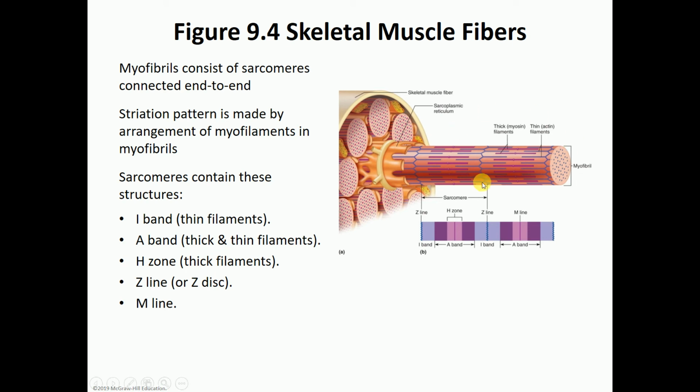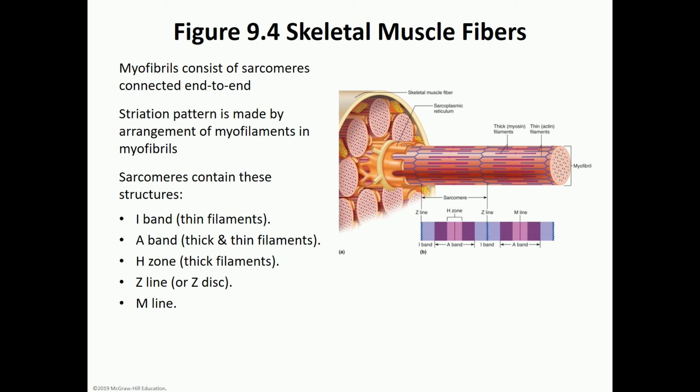Now, the sarcomere is made out of different bands and different zones, and we want to be able to identify them. The area where you only have thick myosin fibers is known as the H zone. The area where you have both thick and thin fibers is known as the A band. And the area where you have only thin filaments is known as the I band.